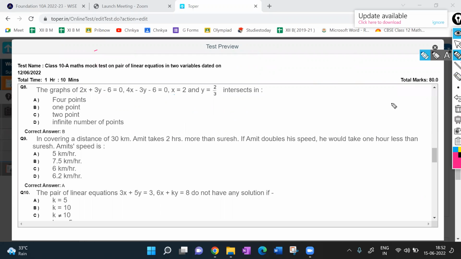I just told it without using all that, but that's the story behind it. Intersect is nothing but unique solution. How many points are they intersecting at? One point. Absolutely. Answer 1.